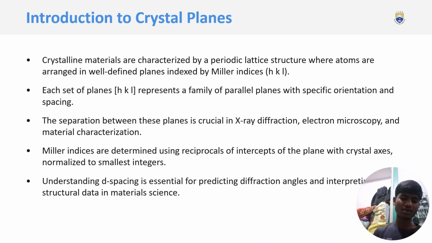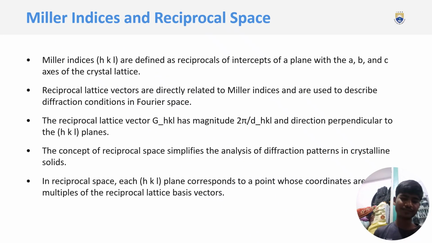Miller indices are determined using reciprocals of intercepts of the plane with the crystal axes, normalized to the smallest integers. Understanding this spacing is essential for predicting diffraction angles and interpreting structural data in material science.